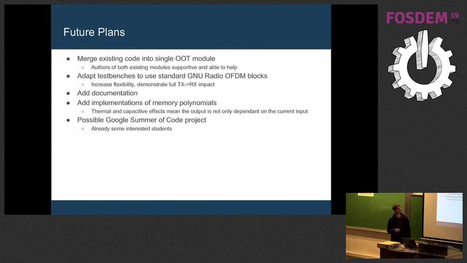Using the GNU Radio OFDM test blocks rather than just shipping binary IQ files, which is what Chance did. And then we'd be able to do a full loopback and show you the error vector magnitude of this signal, and that it can be improved by the predistortion by this much. All the polynomials so far have not had any memory, so you end up getting thermal effects or capacitive effects on a power amplifier that say that the output is not only dependent on the current input. It changes over the operating conditions.